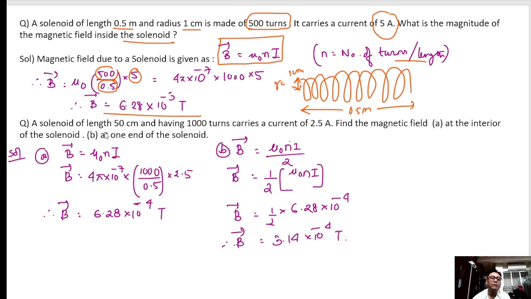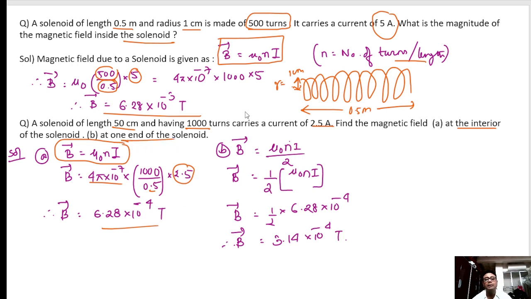Next is a solenoid of length 50 centimeter and 1000 turns, carrying current 2.5. What is the magnetic field at the interior? So at the interior, this is the formula. Mu 0 is 4 pi 10 to the power minus 7, n is the number of turns per meter, 1000 by 0.5, and this is the I. So this is the magnetic field at the interior of the solenoid.